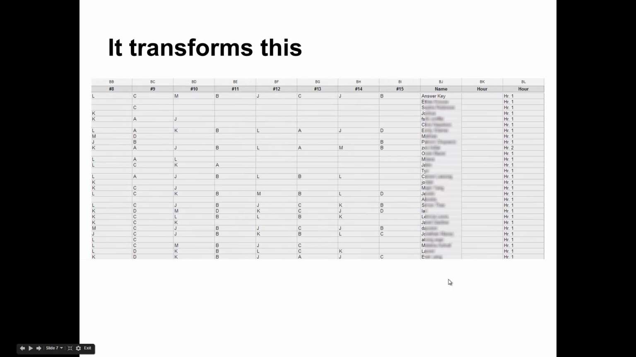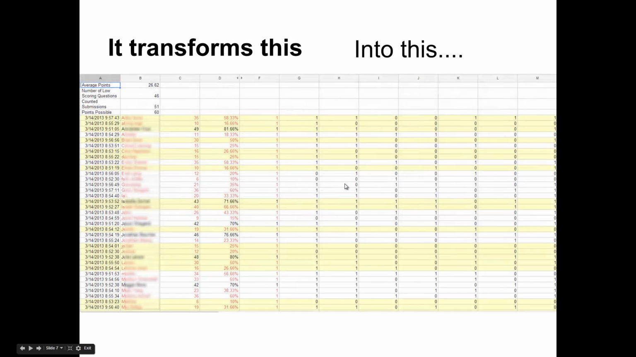So it will transform this spreadsheet that we had before into something that looks more like this. And if you look here, we have the average points, the number of low scoring questions, the possible points. All the students are named alphabetically. It's all alphabetized. I have the scores of all the students here with a percentage. And then if you look here, I also have whether the student got the answer right or wrong.